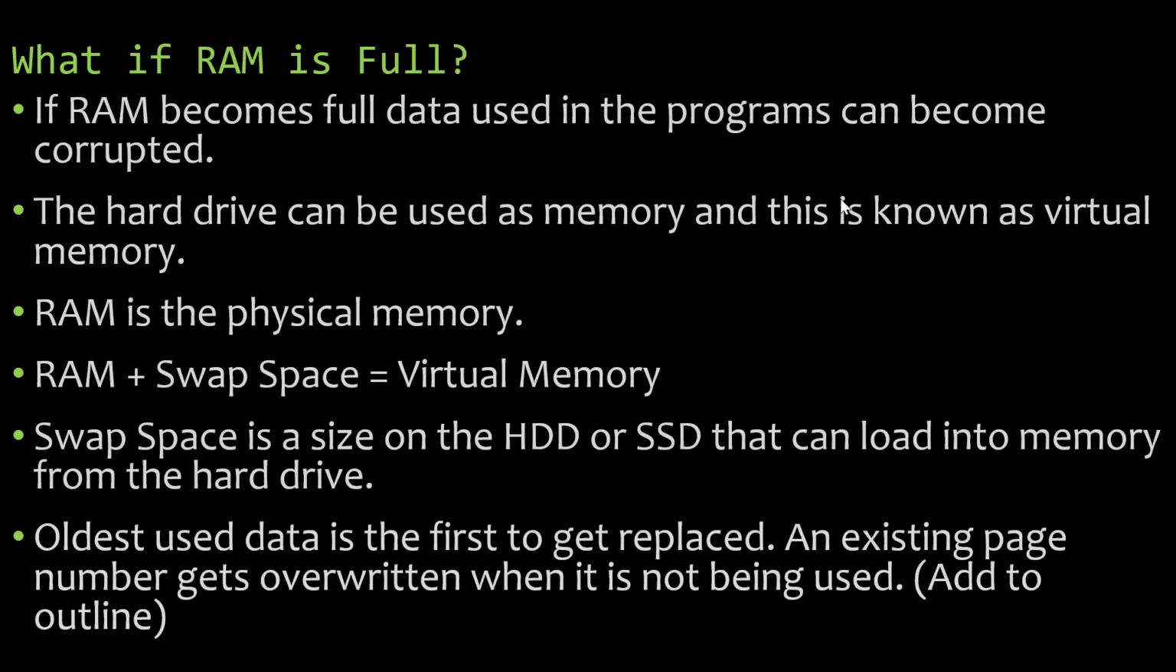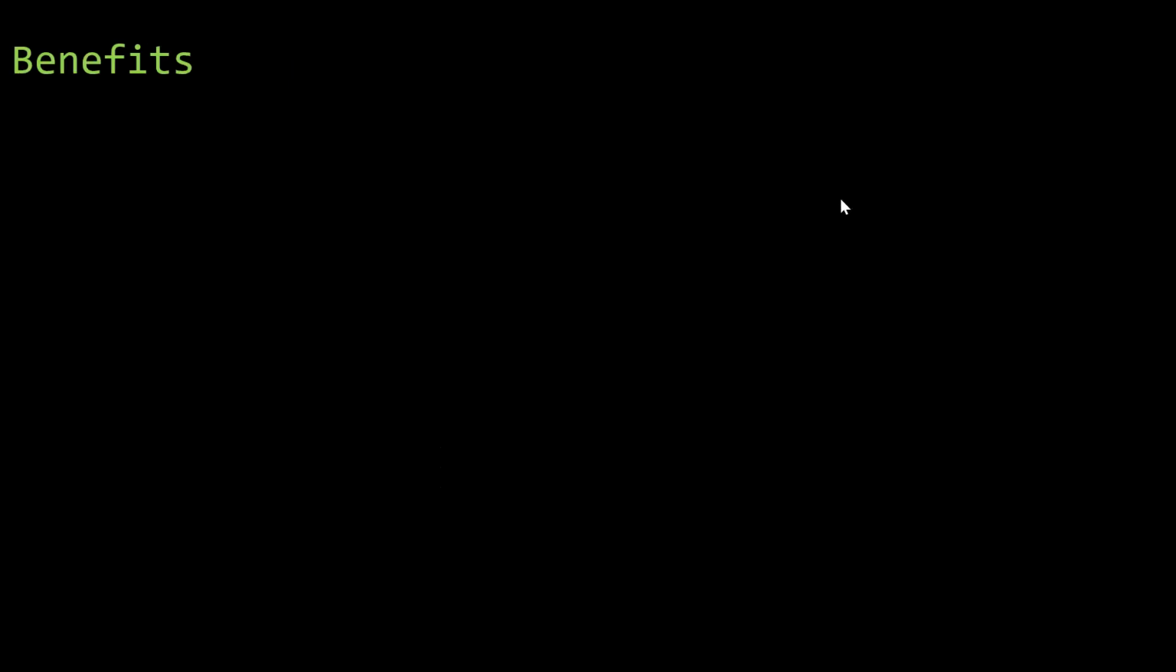Now, the oldest used data is the first to get replaced. An existing page number gets overwritten when it's not being used. Now, if you're in my class, you're going to need to go ahead and add that to the outline I provided. All right, so what are the benefits?